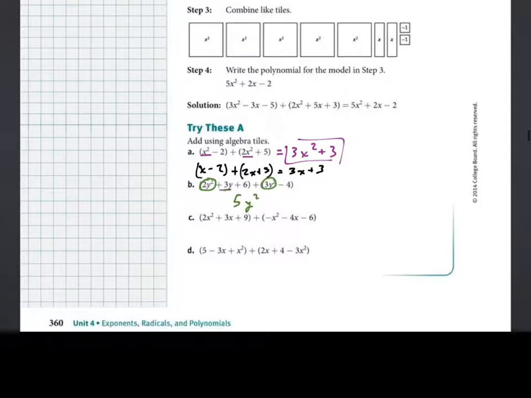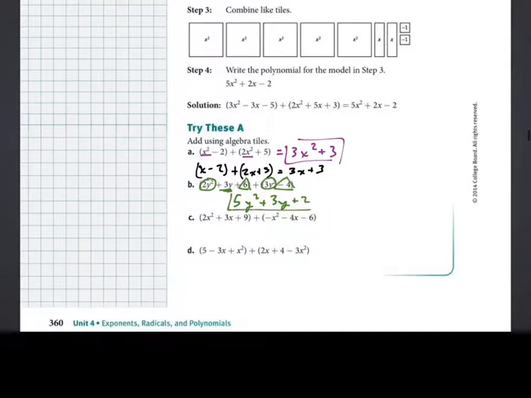And then there's a y right there. Do we have a y over here? No y. So we're just going to write that guy out, even though he doesn't get added to anybody. That's okay. And we have a constant right here and a constant right here. So if I add those 2 constants together, what do I get? So I get plus 2.